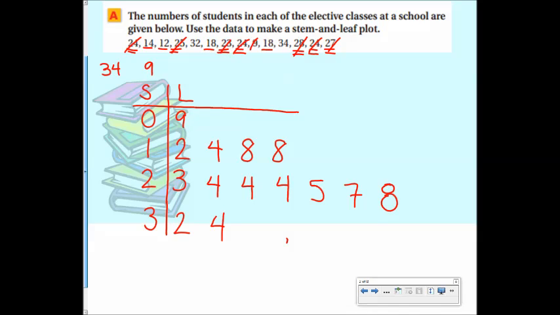Okay, now this stem and leaf plot is a 2-digit one. What if they were 3-digit numbers? What would you do? Yeah, your stem might be 2 numbers instead of 1 number. If they were all in the same tens, then it might not be, but your stem might be 2 numbers instead of 1.